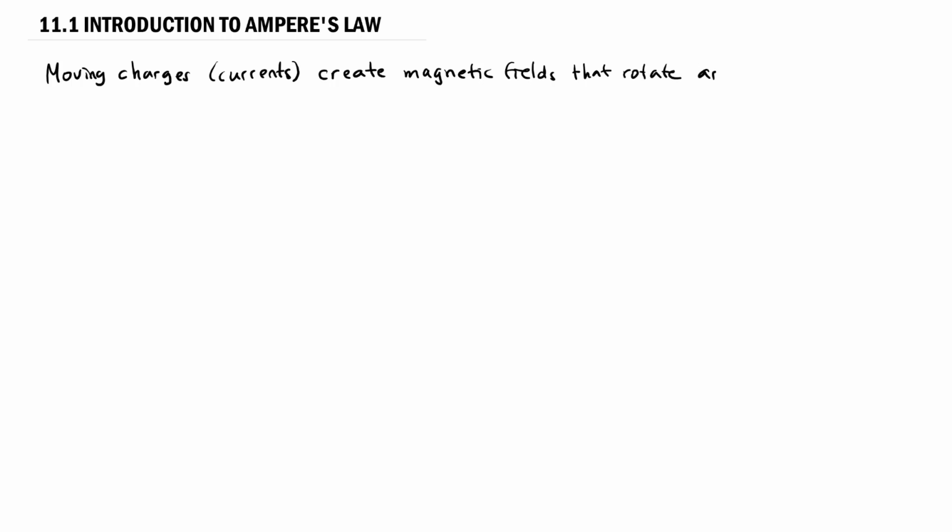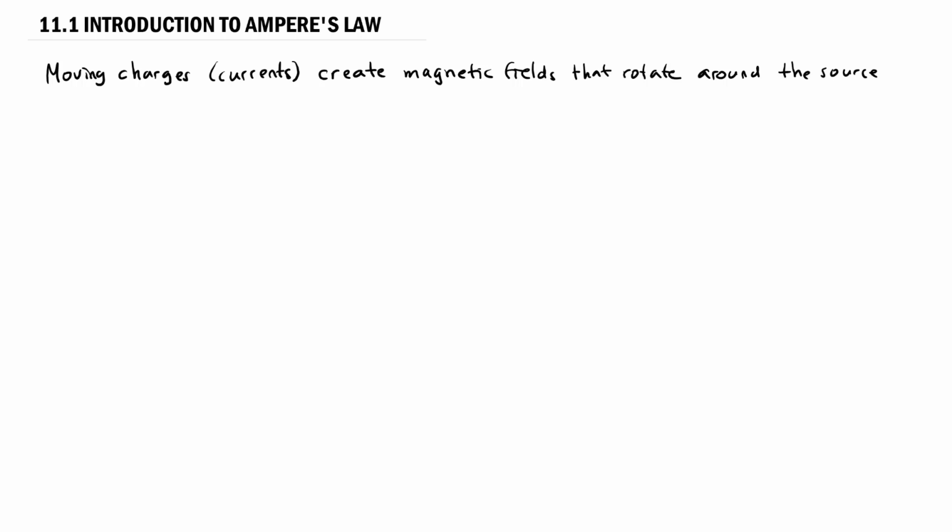So we know that moving charges are essentially currents. These moving charges create magnetic fields. And these magnetic fields rotate around the source. So that's something that we already know.